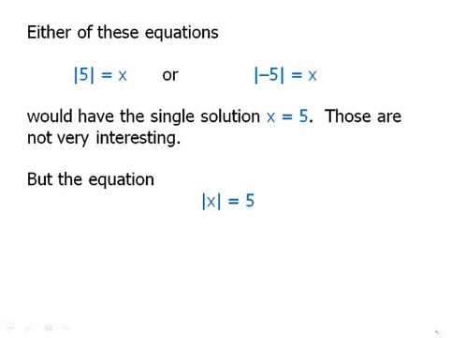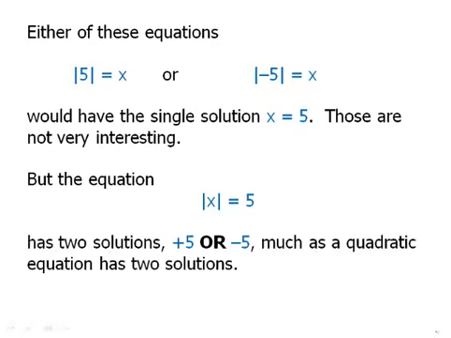So the absolute value of x equals 5. Think about that. That has two solutions, positive 5 or negative 5. X could be either one of those values. And this is similar to the way that a quadratic equation has two solutions. So this is another category of algebra equations that can have two solutions.